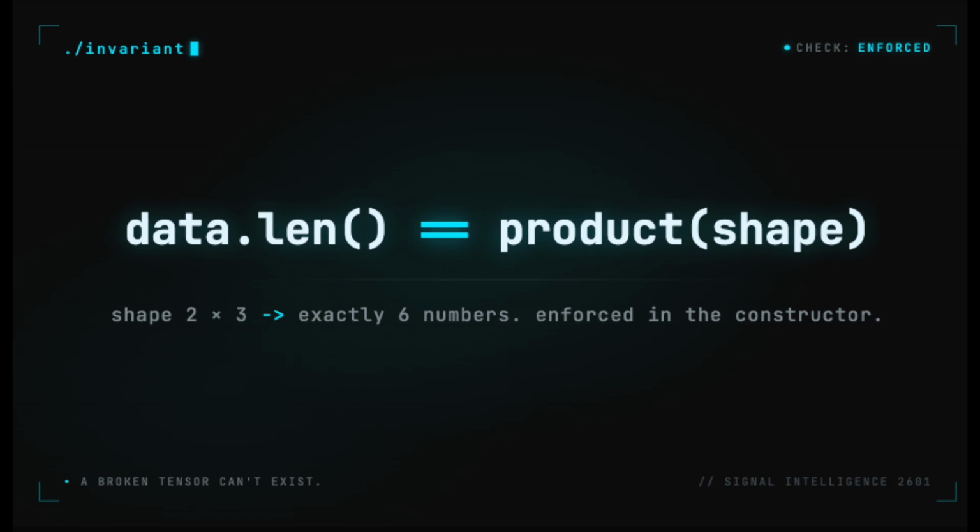An empty shape multiplies out to 1 because multiplying nothing together gives you 1, which correctly means a single scalar. The math just works out on its own.